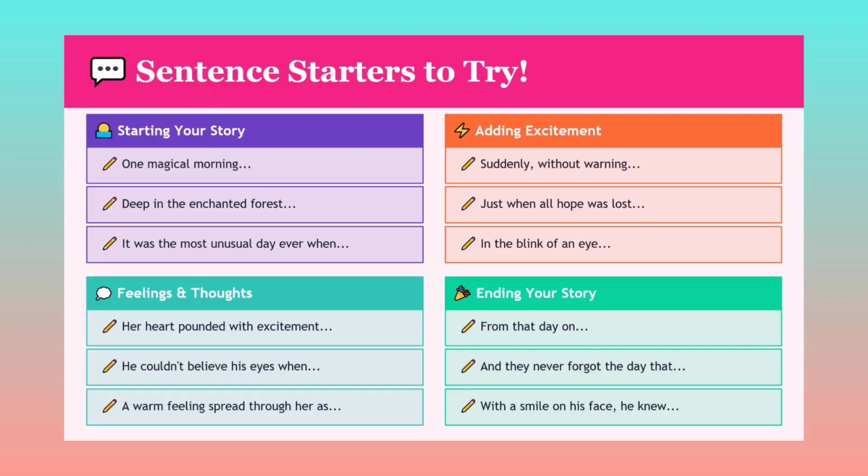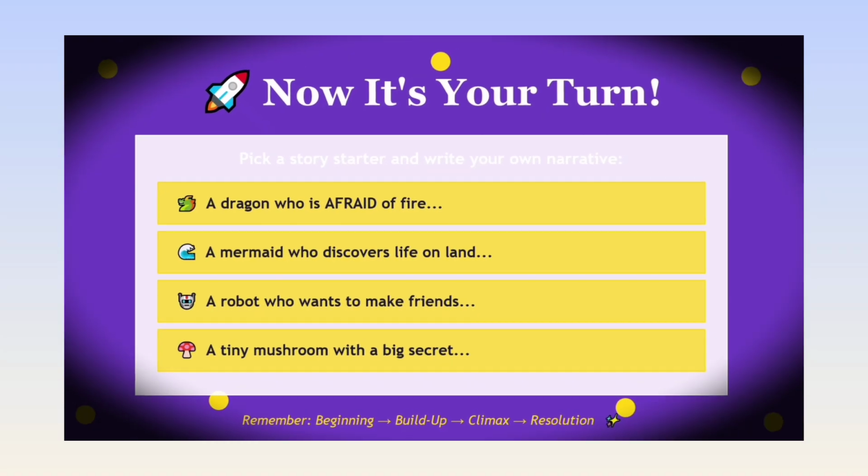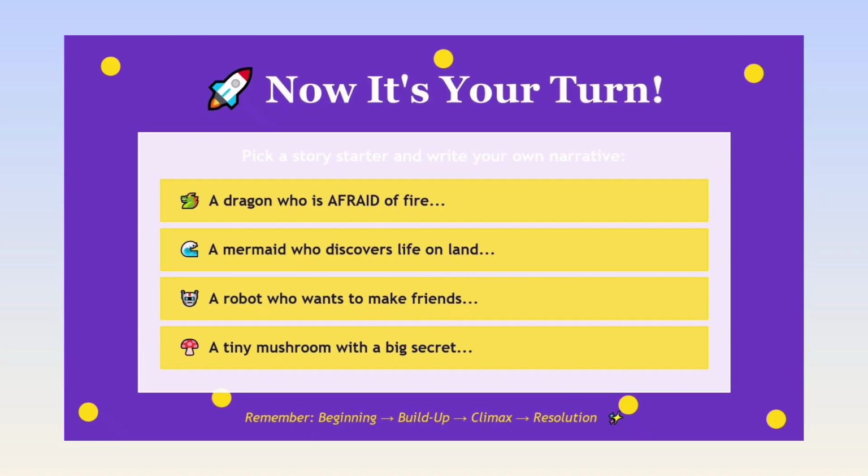Now the last step is ending your story. From that day on, they never forgot the day that, with a smile on his face, he knew. Now it's your turn. Pick a story starter and write your own narrative.